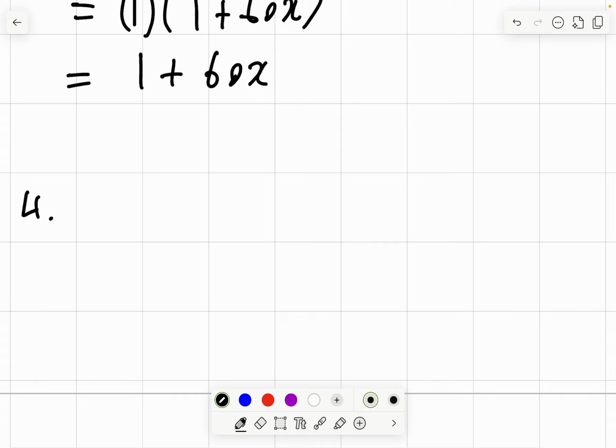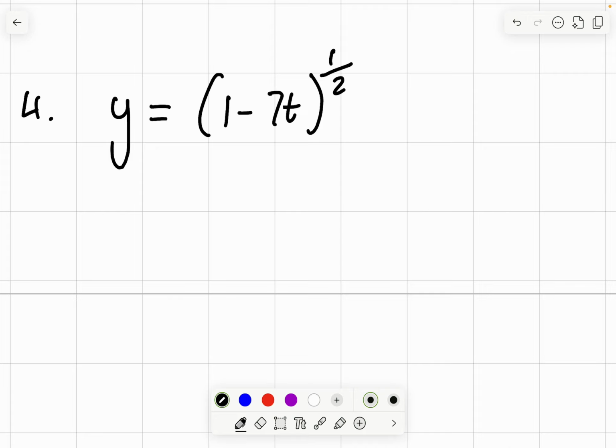Question number 4, they have y equals 1 minus 7t raised to 1 over 2. So you are deriving y with respect to what? Check the variable, it is t. It can be x, it can be m. Check the variable. You are deriving with respect to t. Therefore, you do what?